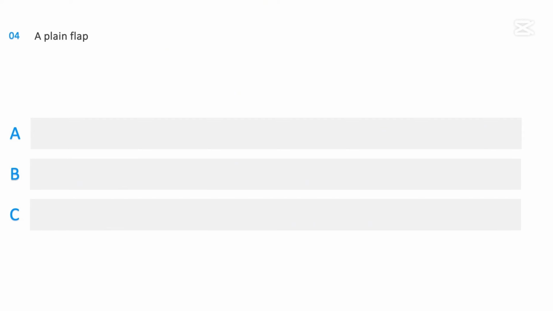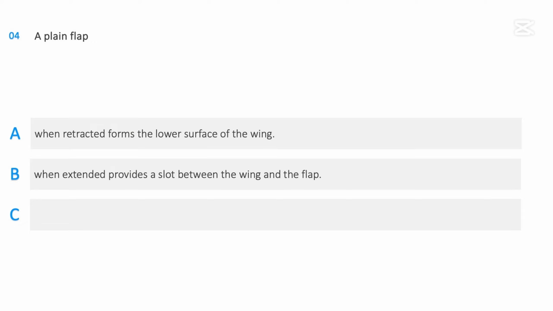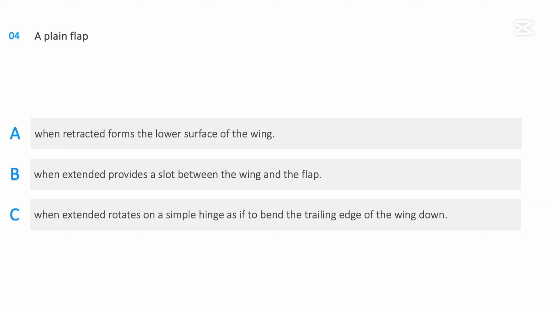A plain flap: when retracted, forms the lower surface of the wing. When extended, provides a slot between the wing and the flap. When extended, rotates on a simple hinge as if to bend the trailing edge of the wing down. The correct answer is when extended, rotates on a simple hinge as if to bend the trailing edge of the wing down.